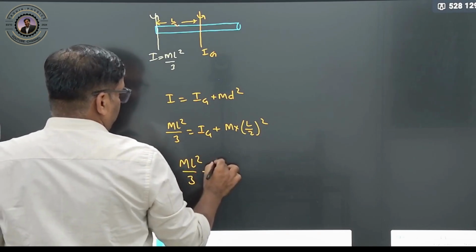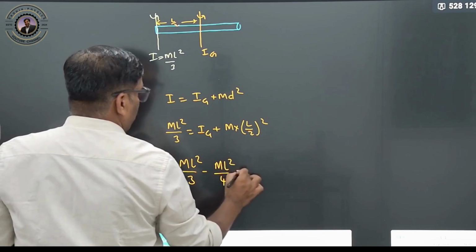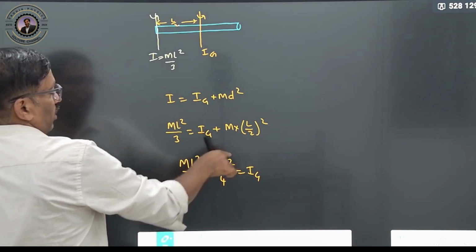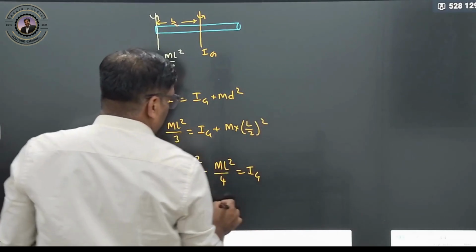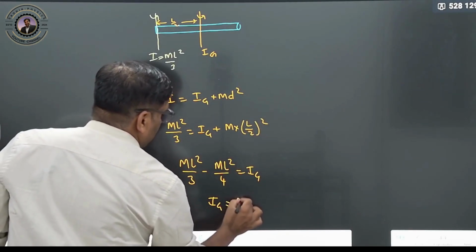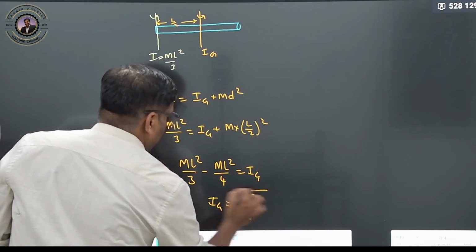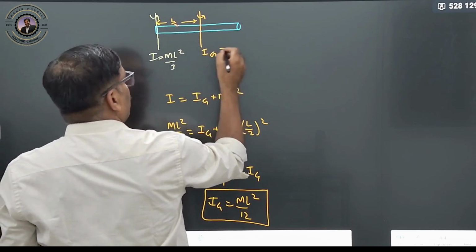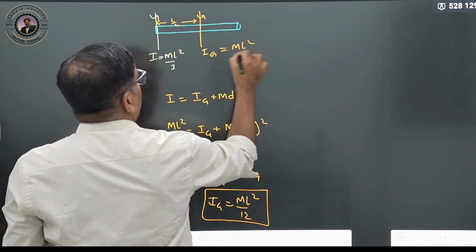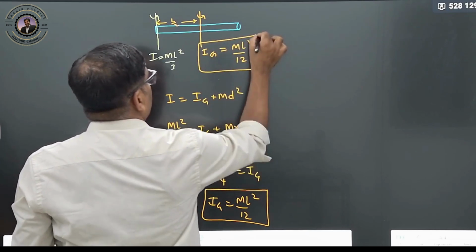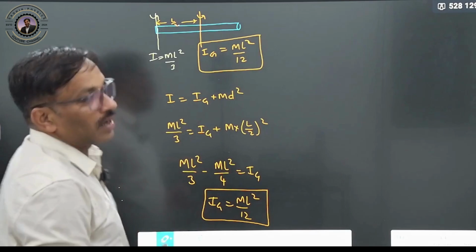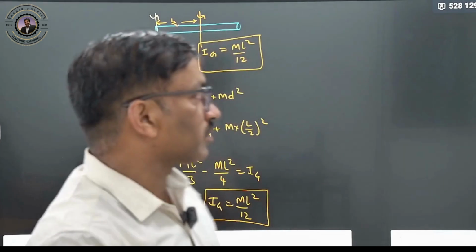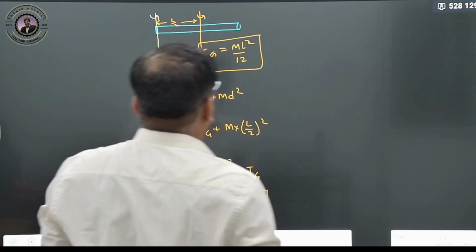ml² by 3 minus ml² by 4 will be equal to Ig. How much will it be? LCM of 4 and 3, so Ig you can write as ml² by 12. Clear? So the moment of inertia about an axis passing through the center of a uniform rod is ml² by 12. In this way, you can calculate the moment of inertia about an axis passing through the center.